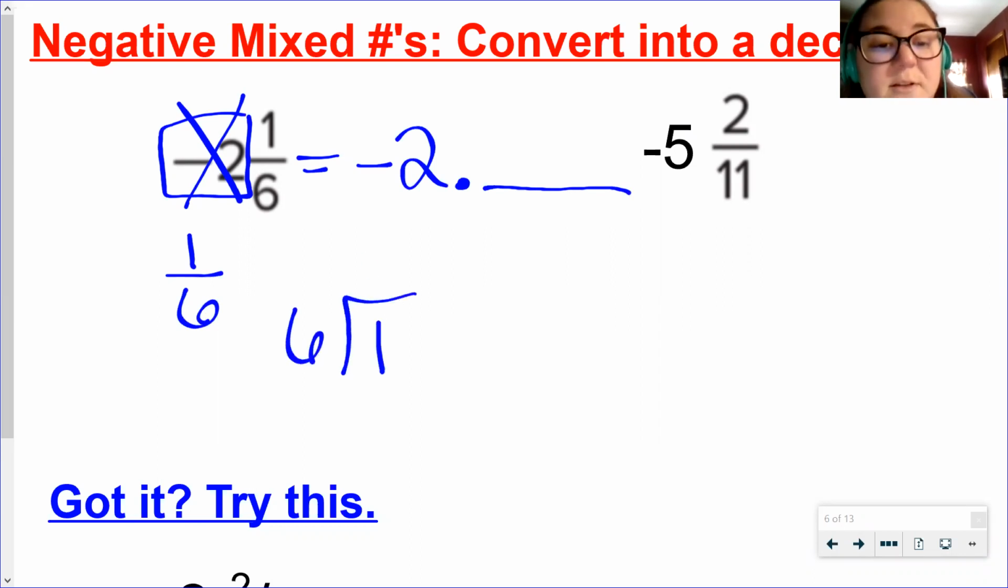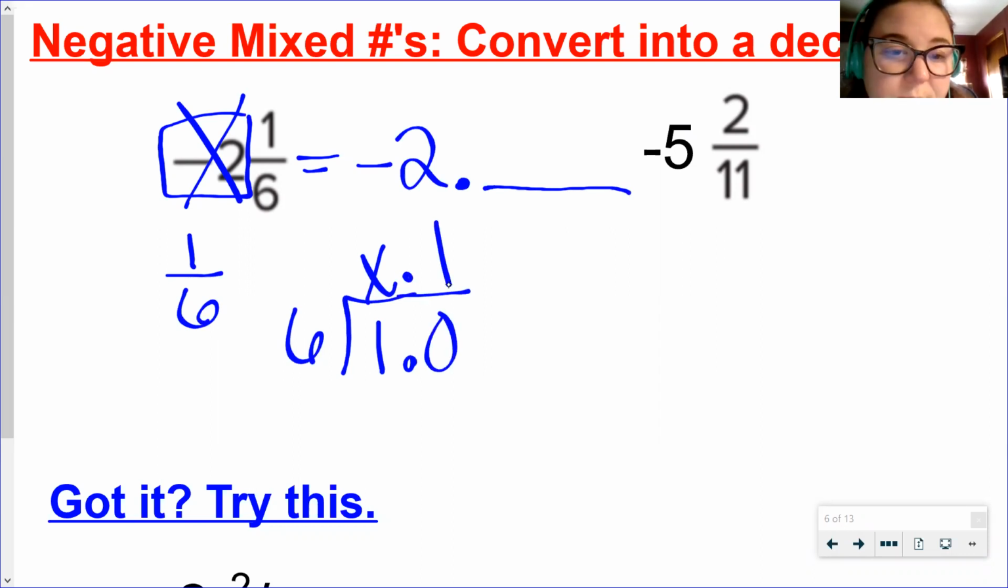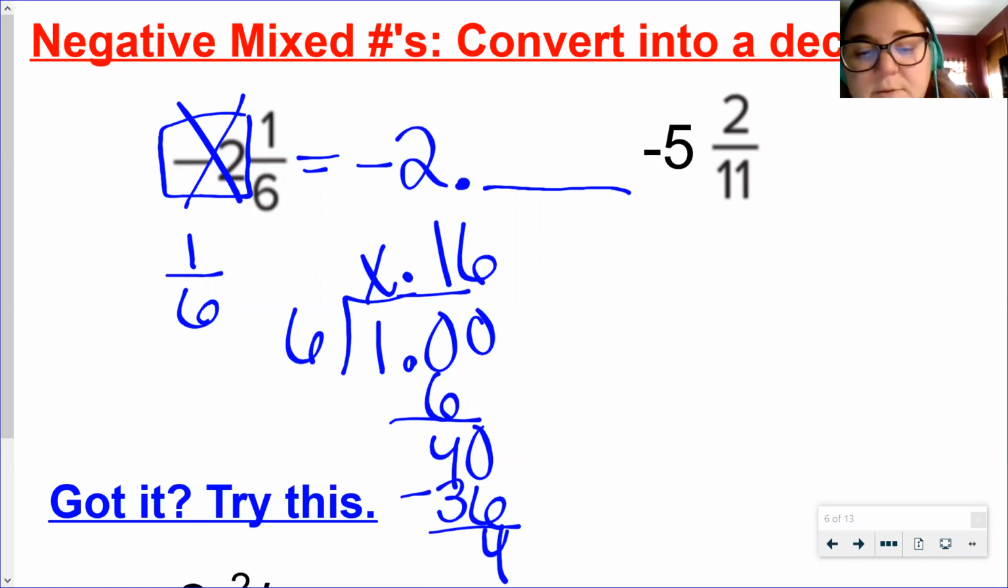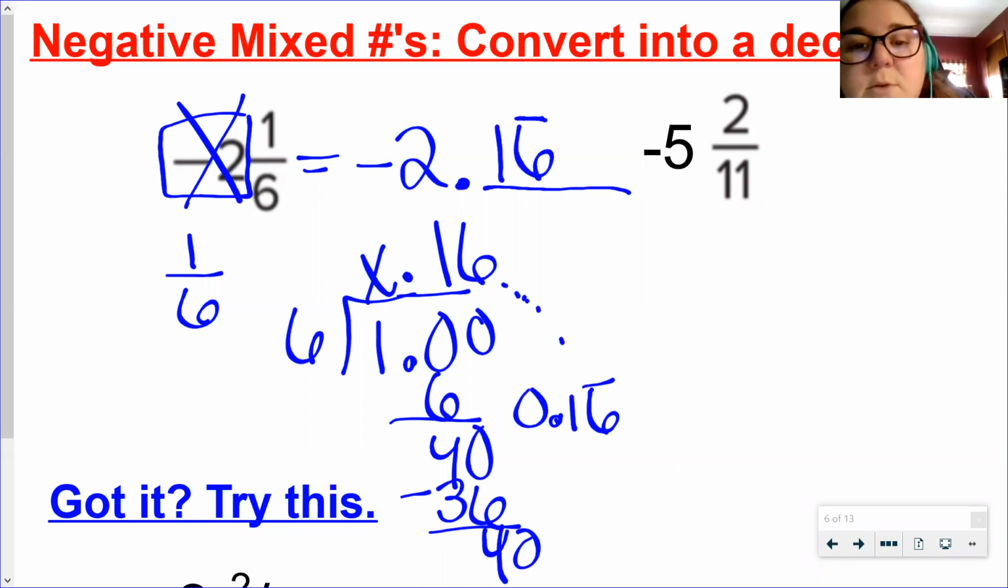So put the 1 here, 6 here, doesn't work. Add a decimal, raise it up, add a 0. That's 1. That's 6, 4, add a 0, bring it down. 6 times 6 is 36. And then I got a 4 here, and guess what? There's another 40. So my 6s keep on repeating. So this would be 0.16 repeating. So instead of it being 0.16 repeating, it's negative 2.16 repeating.